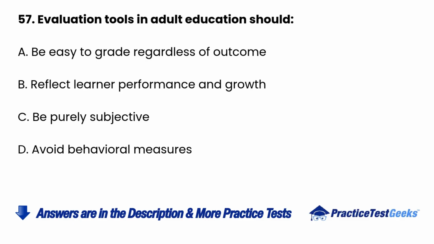57. Evaluation tools in adult education should: A. Be easy to grade regardless of outcome. B. Reflect learner performance and growth. C. Be purely subjective. D. Avoid behavioral measures.